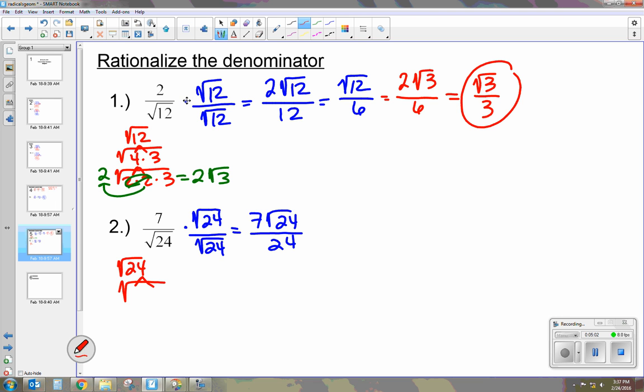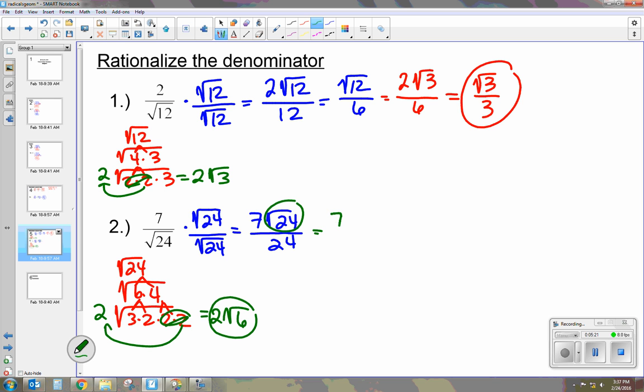Which gives us 6 times 4, which gives us 3 times 2 times 2 times 2. We have doubles of the 2, bring it to the outside, and that gives us 2 square roots of 6. So we're going to rewrite the square root of 24 as 2 square roots of 6, but make sure you keep that 7 on the front because it's still there. We've got to keep the 7 right in the front.